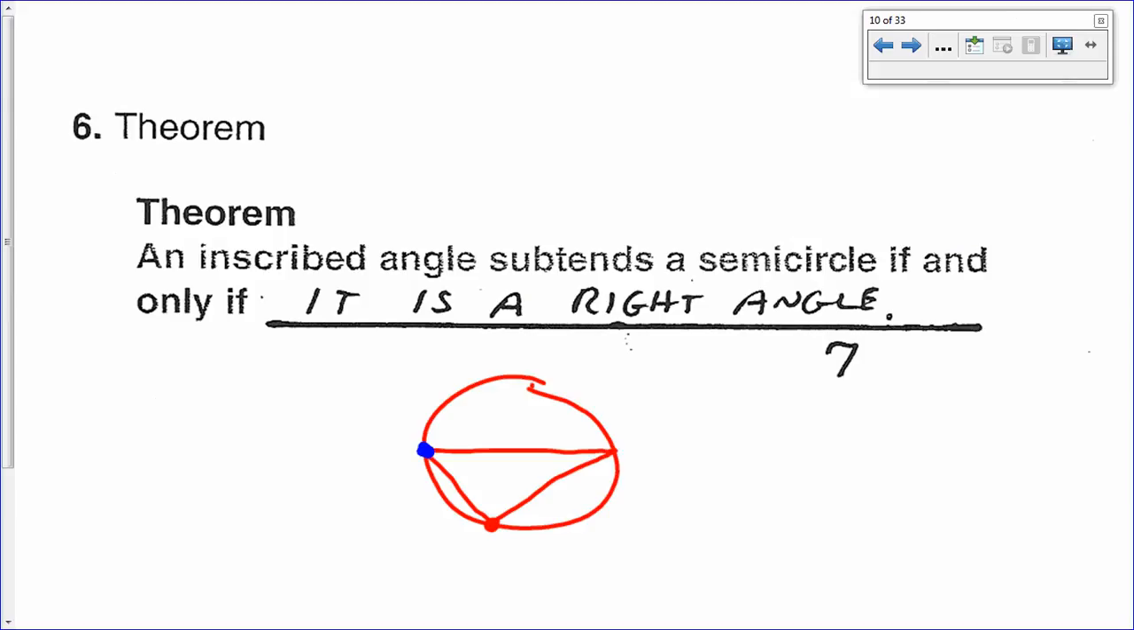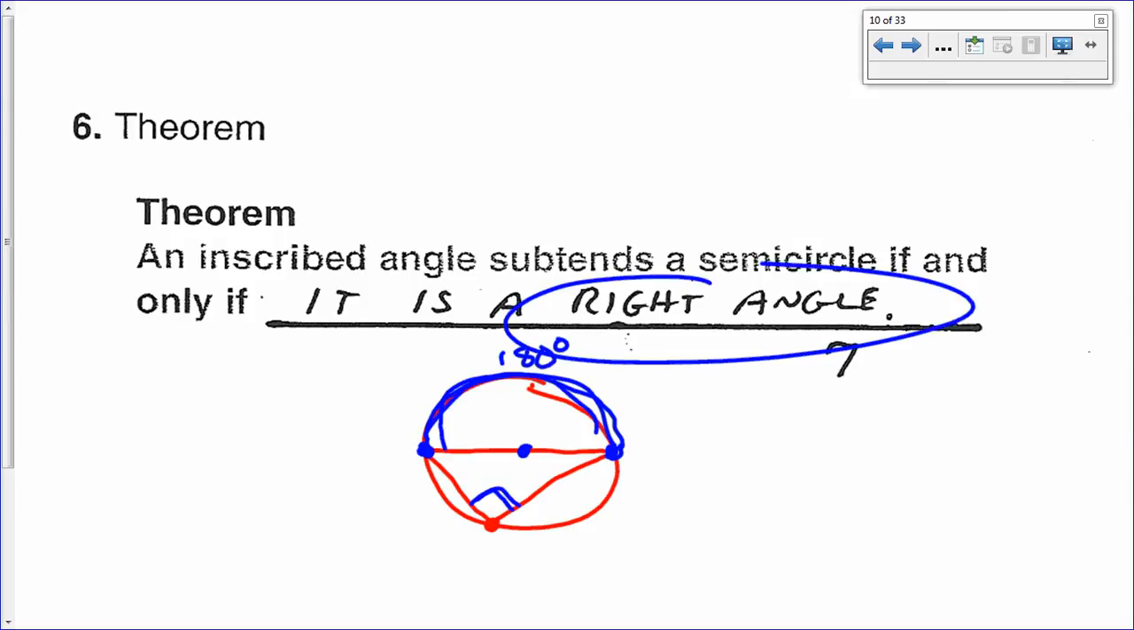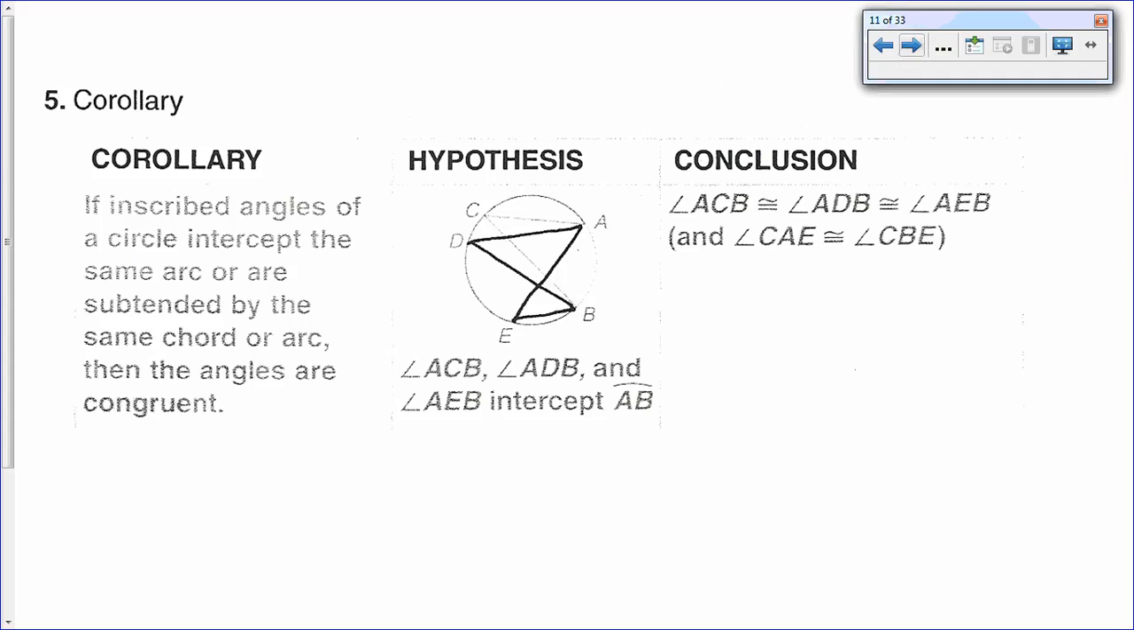Well, if this is a semicircle, then the arc is 180 degrees, okay? And if the arc is 180 degrees, the angle must be 90 degrees because the inscribed angle is half of the intercepted arc, you see? So this is 180, this must be 90, therefore it's a right angle. So that's that theorem explained to you.